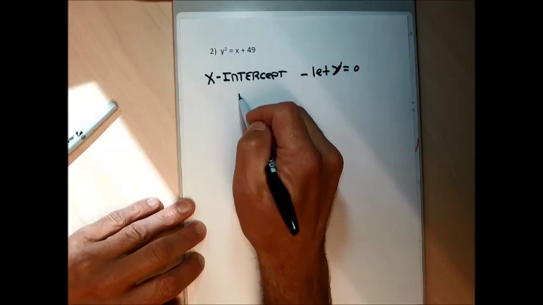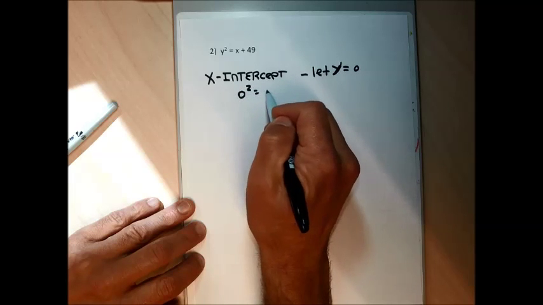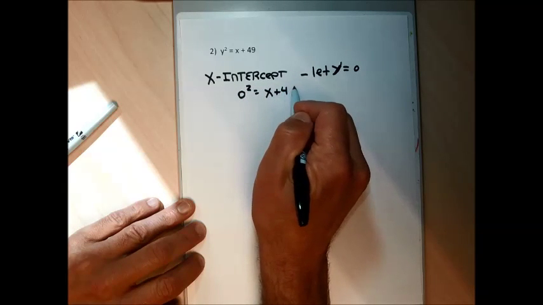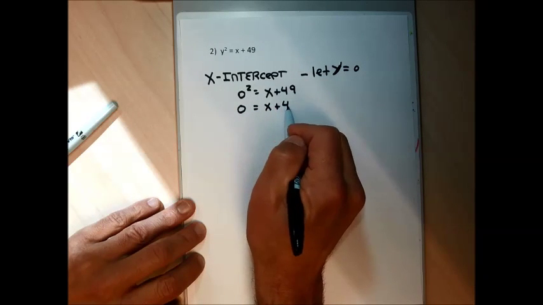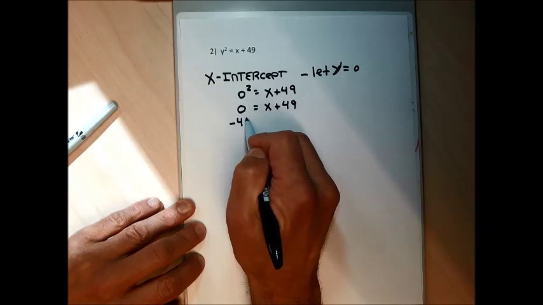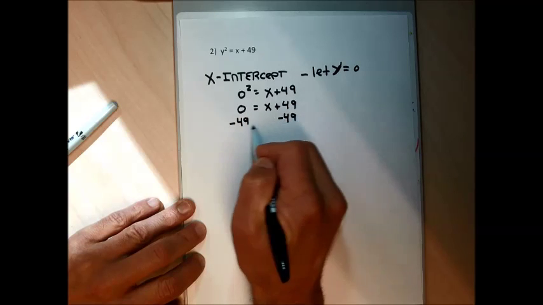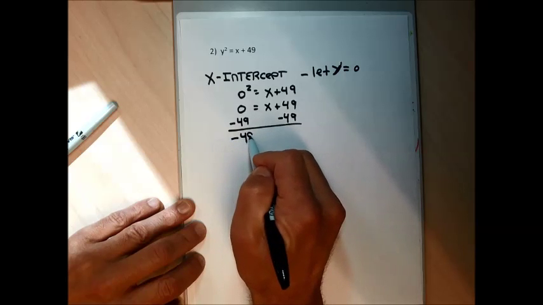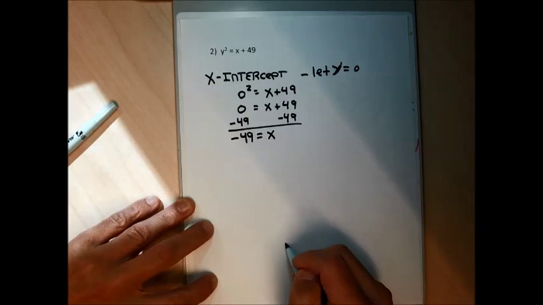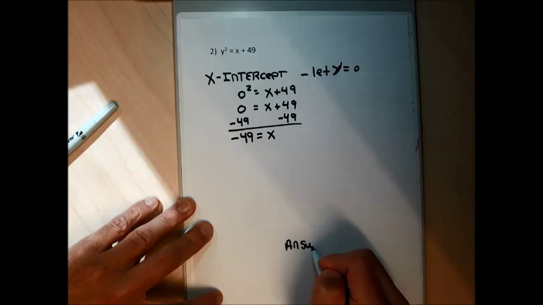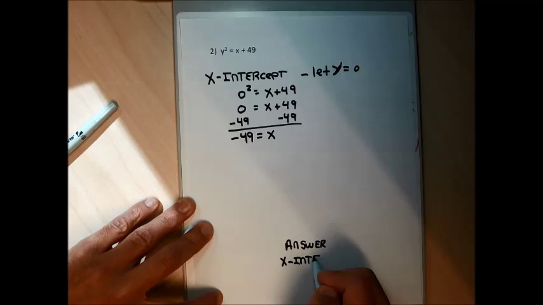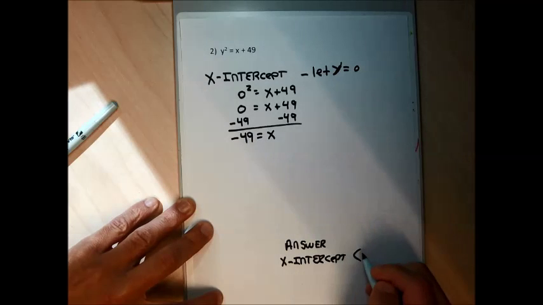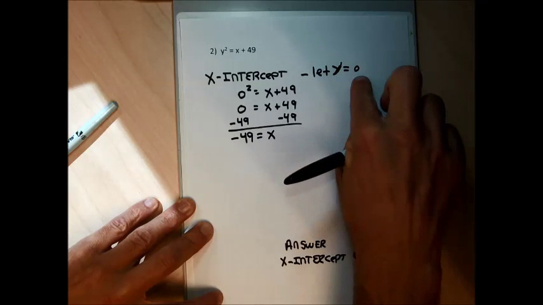So for the x-intercept, I'd go 0 squared equals x plus 49. That would give me 0 equals x plus 49. And then I just minus 49 from both sides. And that will give me minus 49 equal to x. And that's going to be part of my answer. That's the easy part of the answer to problem 2. So the x-intercept is going to be a point, so it needs both an x and a y coordinate. The x coordinate is negative 49. And the y coordinate is 0.